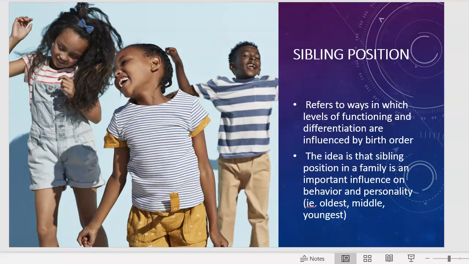Often we say that the oldest child is the more responsible one, the one who may play a role in caretaking or being responsible for the younger siblings. And sometimes the middle child doesn't get enough attention, so they may actually crave attention or act in ways to draw attention to themselves because they're sandwiched between the older child and the younger child.